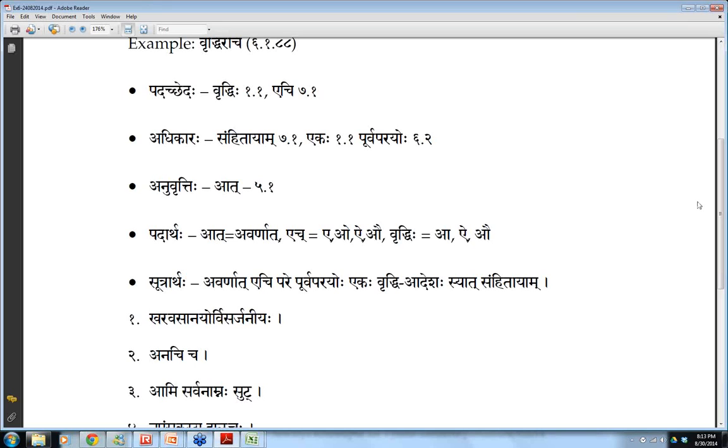Okay. Next. Nitish Chandra. Okay. Anachi cha. This is 8-4-47. Adhikara: Anachi is in Saptami. Adhikara: Purvatra Samhitayam. Anuvritti: Achah, Yarah, Dve. Padartha: Achah Parasya. Achah is in Panchami. Yarah is in Shashti. Anachi is in Saptami. So Achah Parasya Yarah Sthane Dve syatah. So Dve syatah Samhitayam.